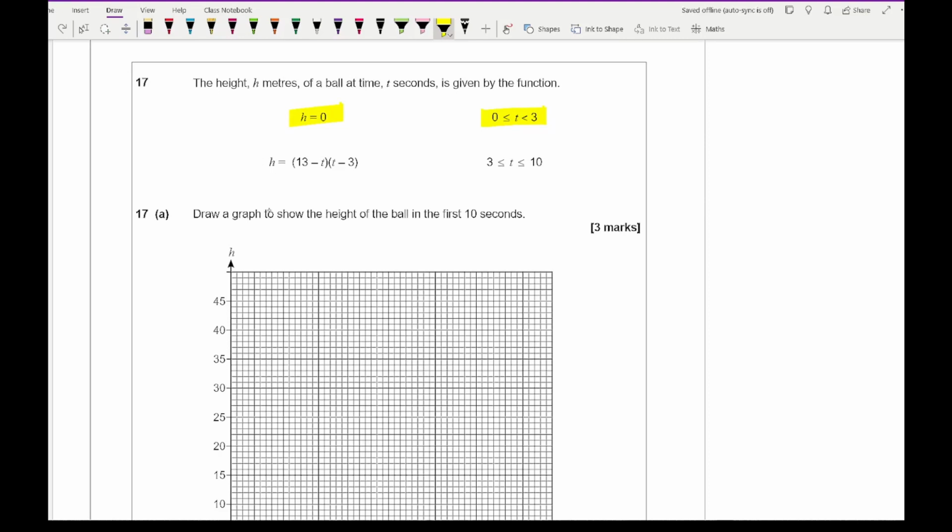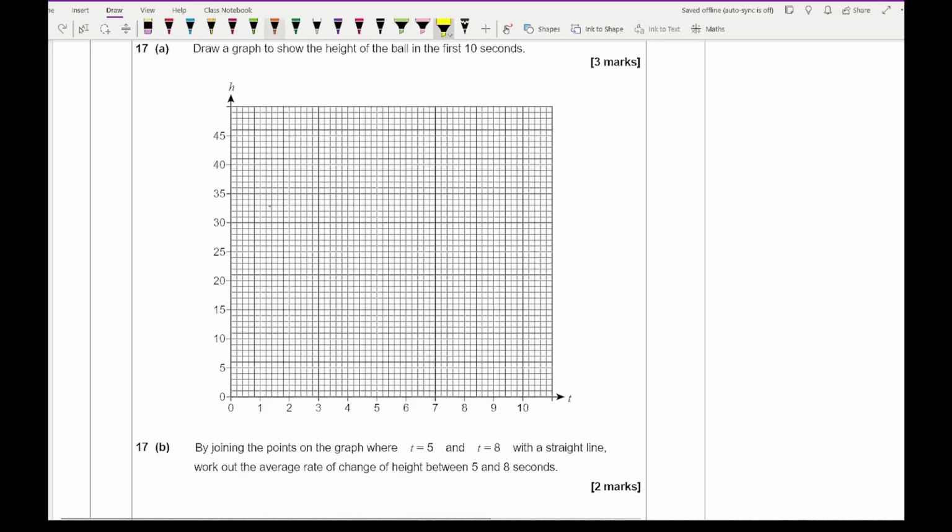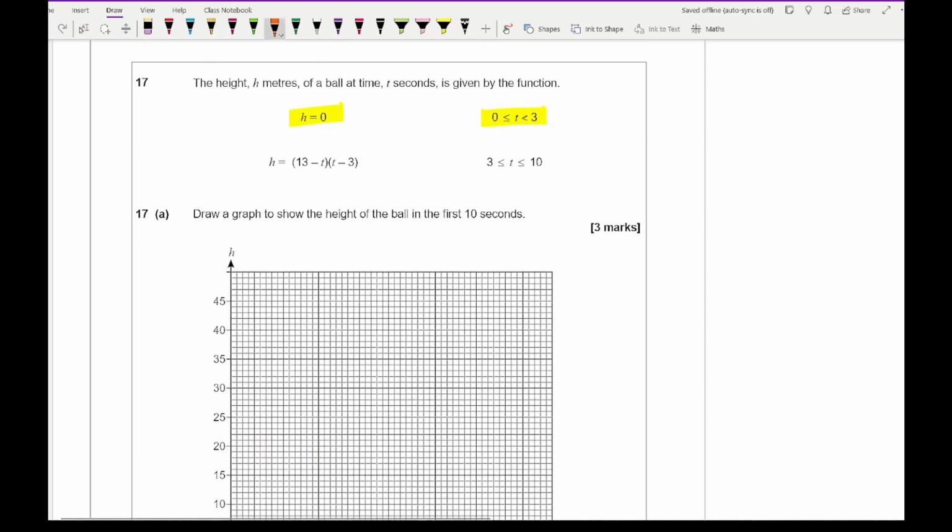So basically when t is between 0 and 3, inclusive of those numbers, then the height of the ball is going to be 0. So between 0 and 3, it's just going to be at 0. Now when t is between 3 and 10, then to work out h, I need to use this function. So if I just set up a table of values, I've got values of t, and I'm going to use 3, 4, 5, 6, 7, 8, 9, 10. And I want to work out what h is.